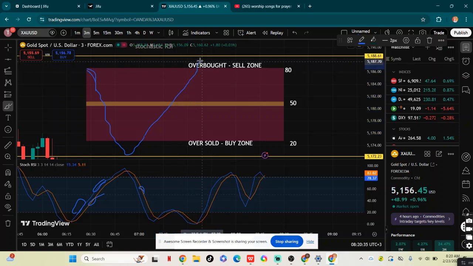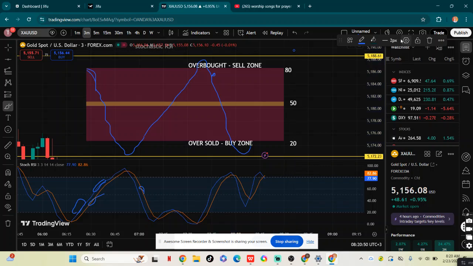Then when it comes to the overbought region, we expect the market to do what? To sell. So we sell once it enters this region. That's when we sell, expecting the market to come all the way to our zone. Now let's look at the other line.